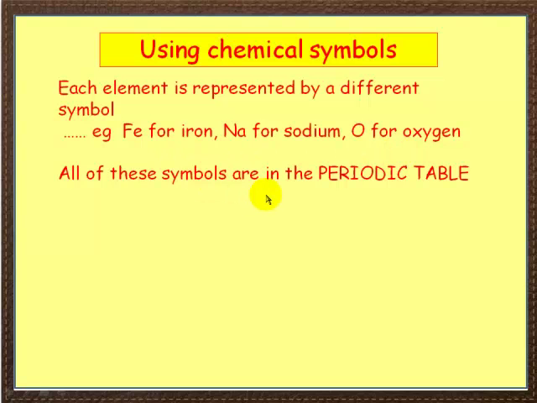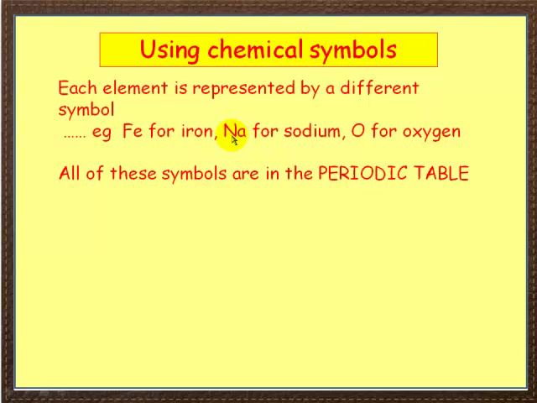Now some of these are pretty straightforward. O, oxygen, no problem there whatsoever. Fe for iron, that one's a bit more difficult. This comes from the word ferrous, the Latin word for iron. So take the first two letters there, Fe. Notice it's a capital followed by a small e. Okay, iron. Na for sodium.